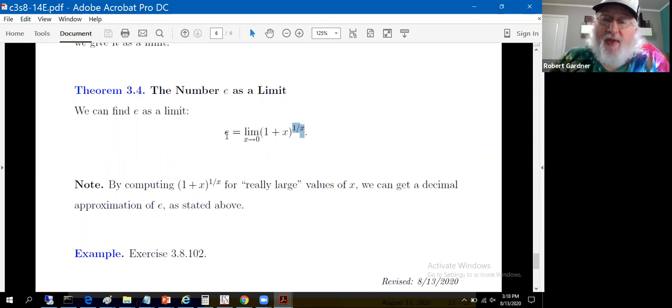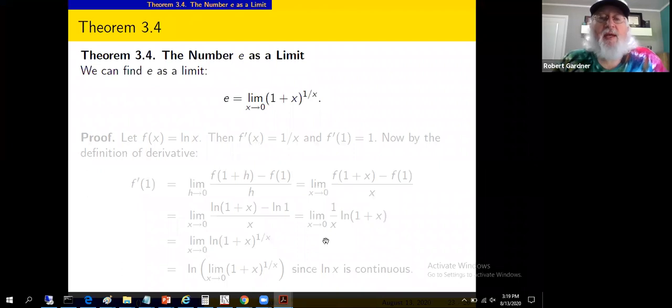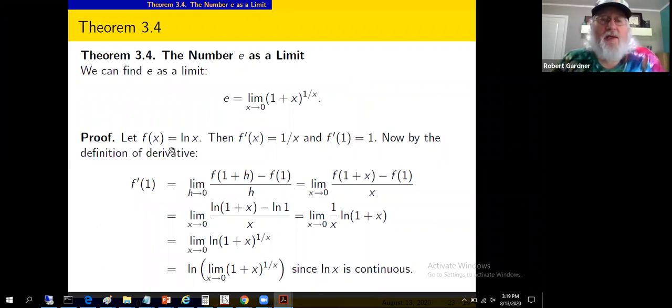We'll go through the proof of that. We'll also look at a slight modification that allows us to express the exponential function as a limit as well. So we'll wrap it up with those two examples, let's establish this limit. All right, we're going to do it using the definition of derivative. Define f of x to be the log of x. Then you know f prime of x is 1 over x. So f prime of 1, plug in 1, you get 1 over 1, which is 1.